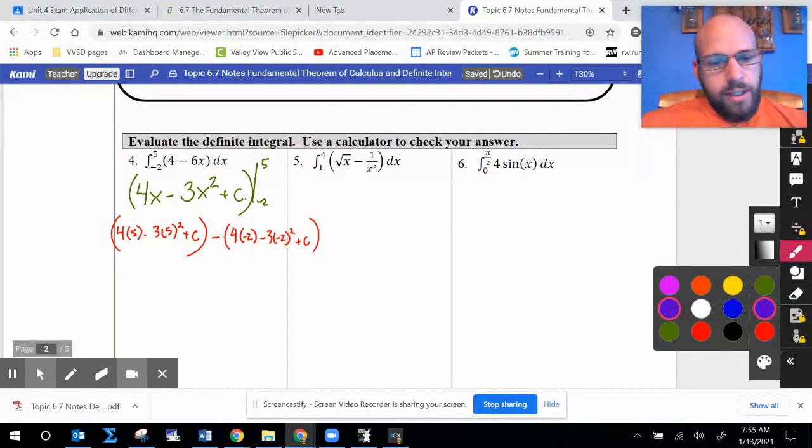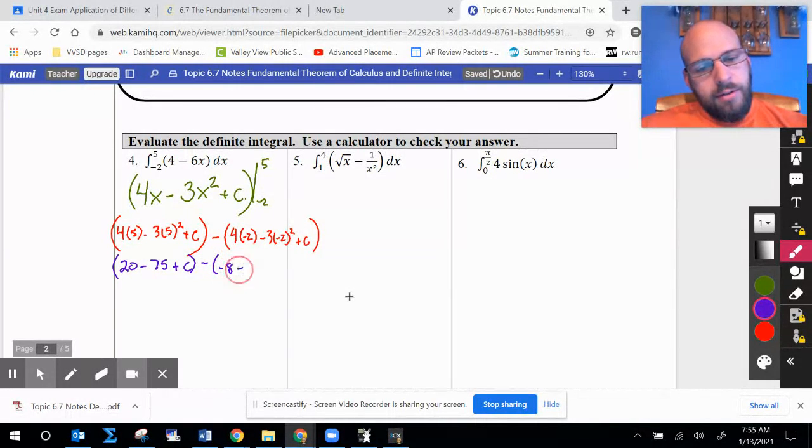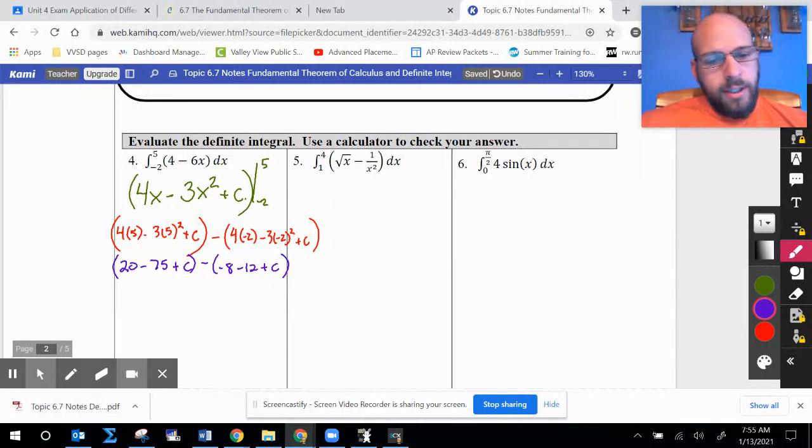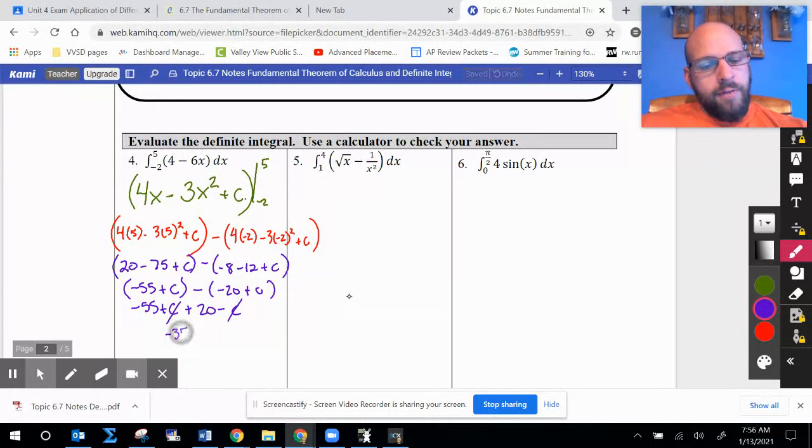And when I evaluate this, I get 20 minus 75 plus c, minus a negative 8 minus 12 plus c. And what does that give me? A negative 55 plus c minus a negative 20 plus c. Now, when I subtract these, let's be careful of our signs here. I'm going to get a plus 20 minus c, and you can see the c's cancel. So I get a negative 35.